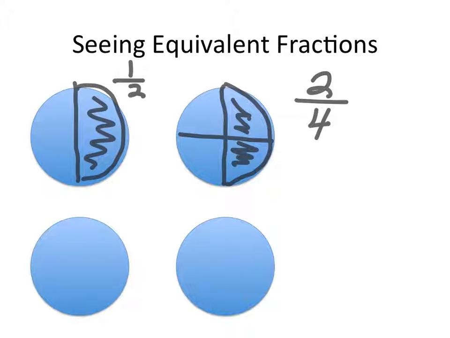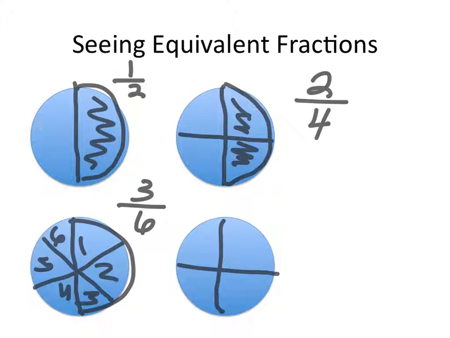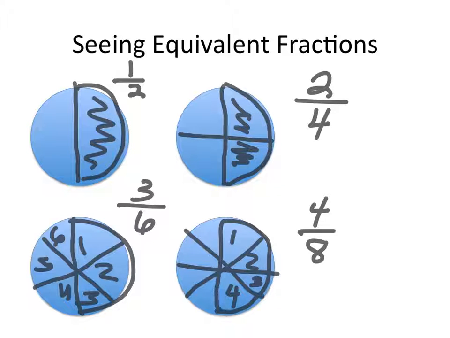We could take this further. We could divide our circle into 6 parts. 1, 2, 3, 4, 5, 6. What does our 1/2 look like now? How many pieces are in it? 3 pieces out of 6. Or we could divide our circle into 8 parts. And if we took our 1/2, how many parts would there be now? We would have 4 out of 8 parts.